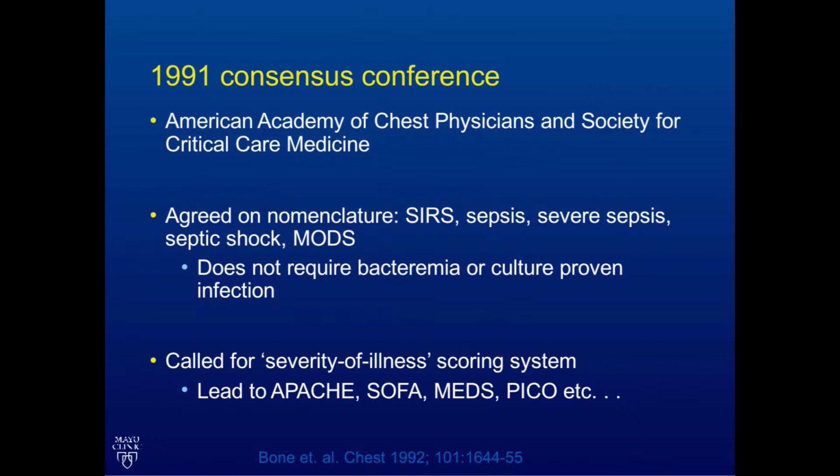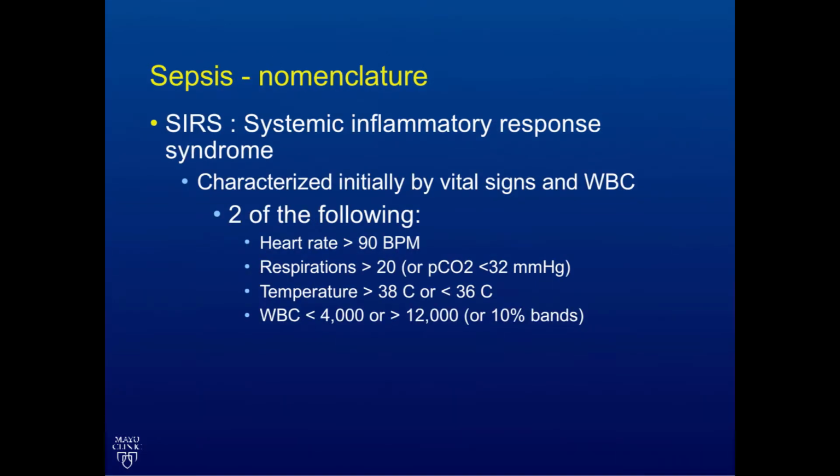And essentially, the American Academy of Chest Physicians and the Society for Critical Care Medicine had a conference where they defined the sepsis syndrome. They came up with nomenclature to describe it. They said, you don't have to know where the infection is for someone to die of that infection, so that's not a requirement. And then they called for illness severity scoring systems. Apache 1 already existed, but many of these others come as a direct result of that consensus, including SOFA, which we'll talk about later. So they described what they called the systemic inflammatory response syndrome.